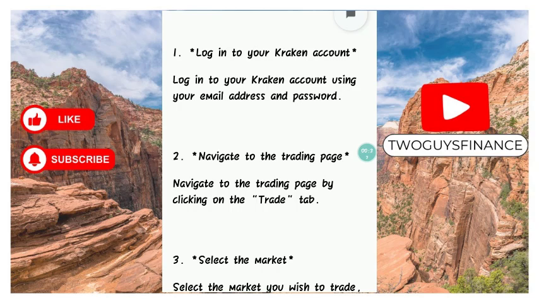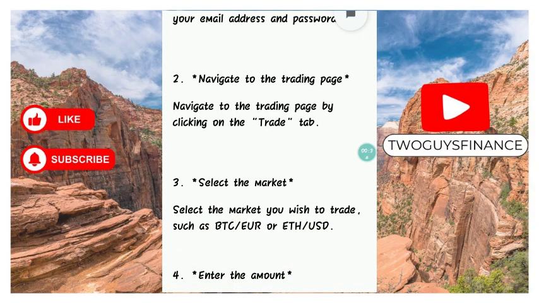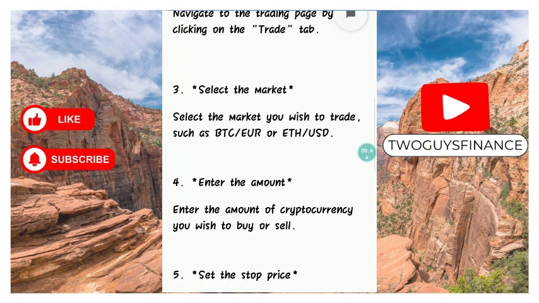It's going to take you to the trading page, and there you're going to select the market that you wish to trade, such as BTC to euros, or Ethereum or US dollars, or whatever it is. Just go ahead and select the market, and then you're going to enter the amount of cryptocurrencies that you wish to buy or that you wish to sell.